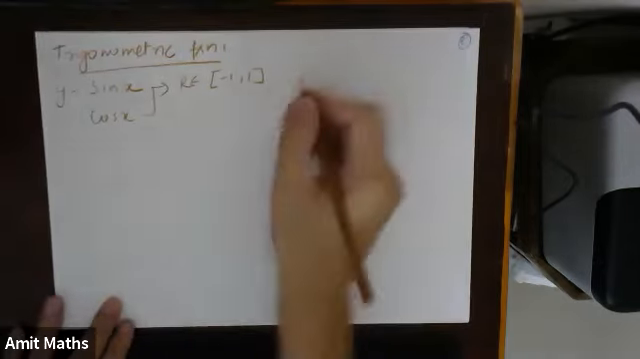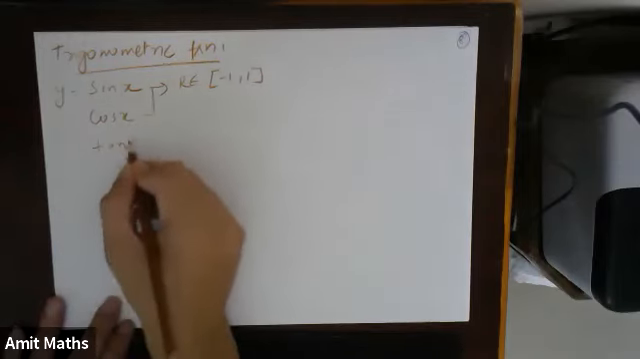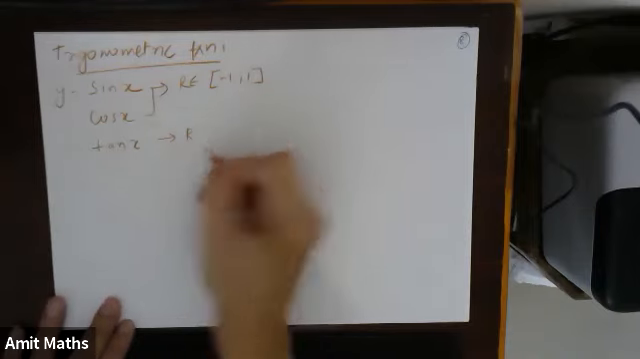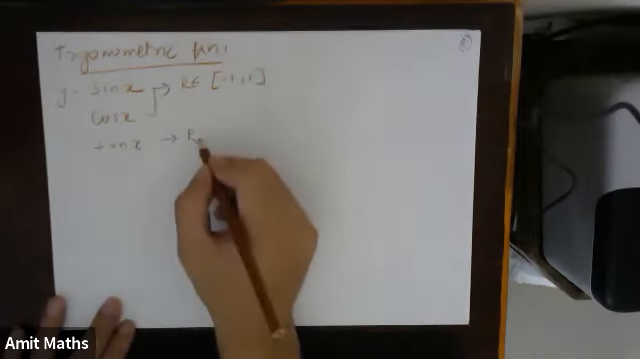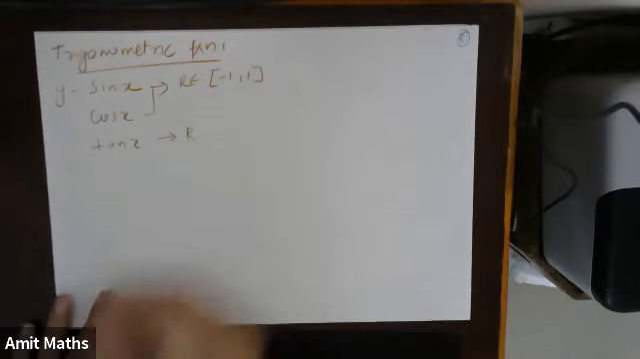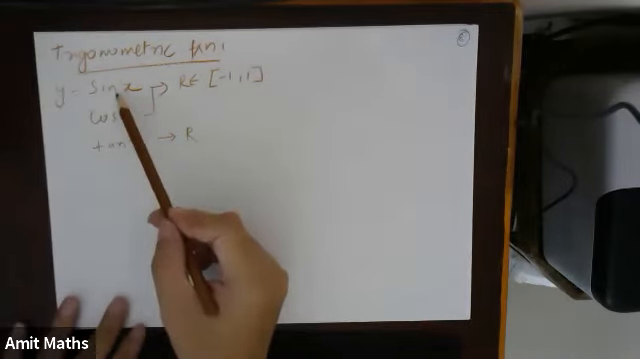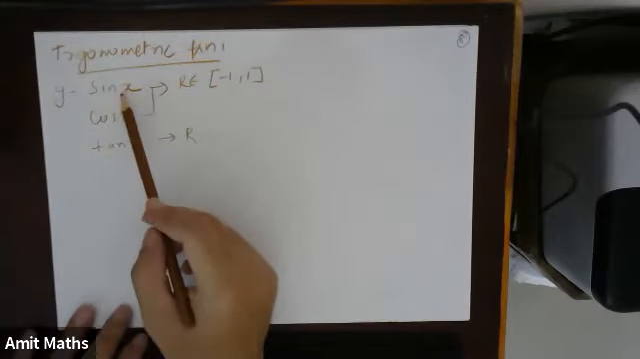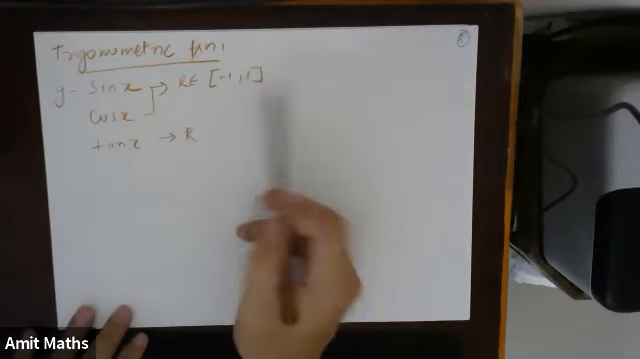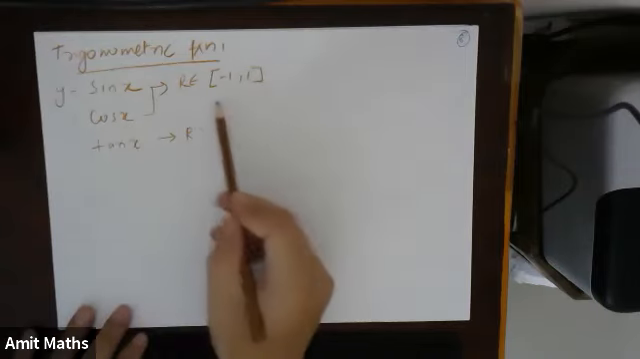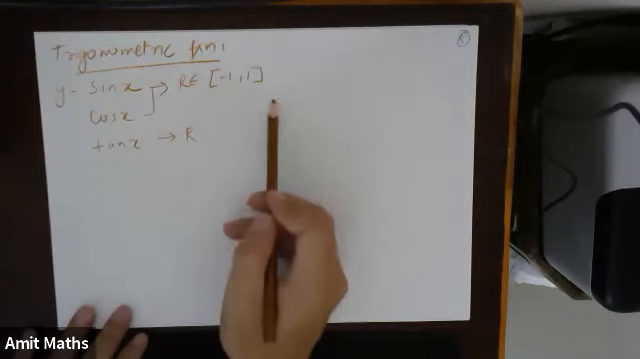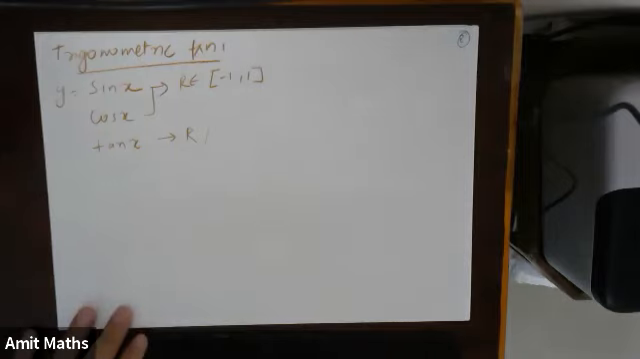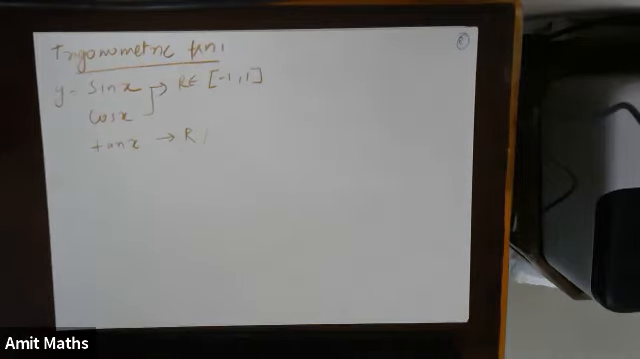Now for tan of x, what is the range? The range of tan of x is real numbers. Similarly we can find the range of cosec x, sec x and cot x. For cosec x it is -infinity to -1 and 1 to infinity. The same is for sec x, -infinity to -1 and 1 to infinity. For cot x it is real numbers. This we have already done in the 11th class, so we won't go into that detail.